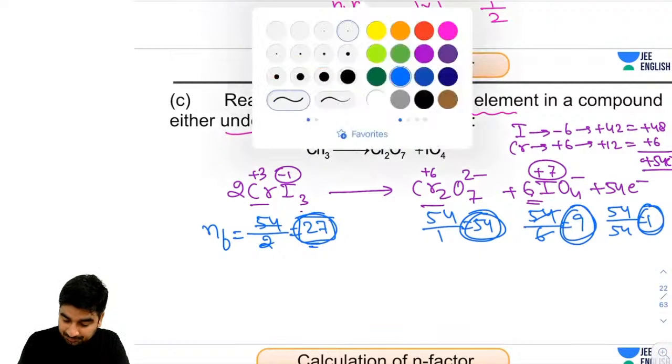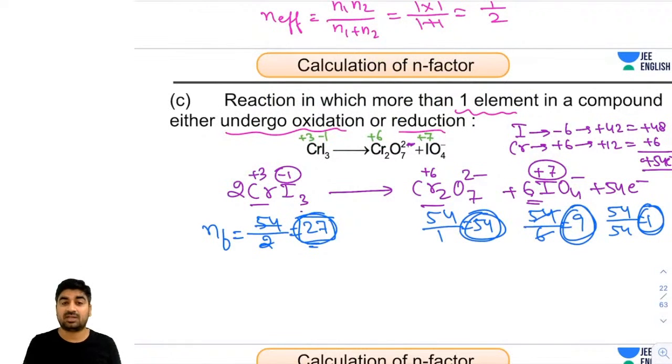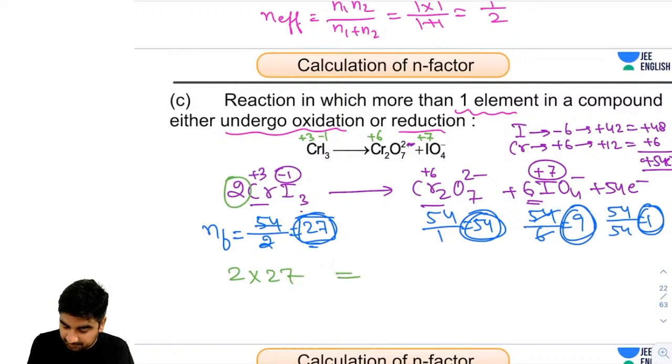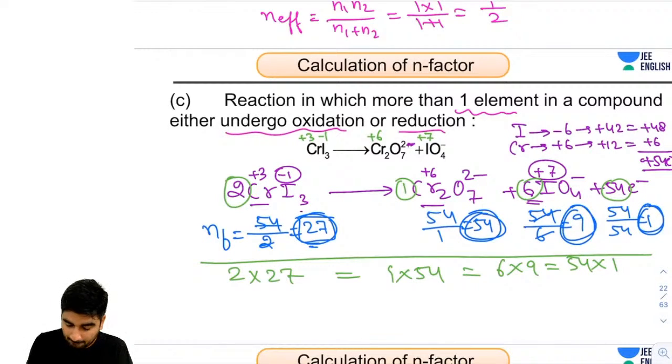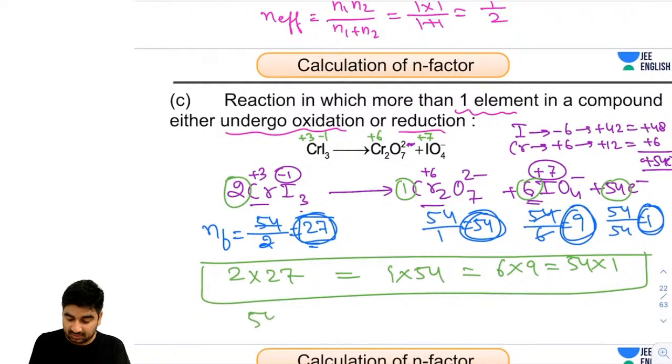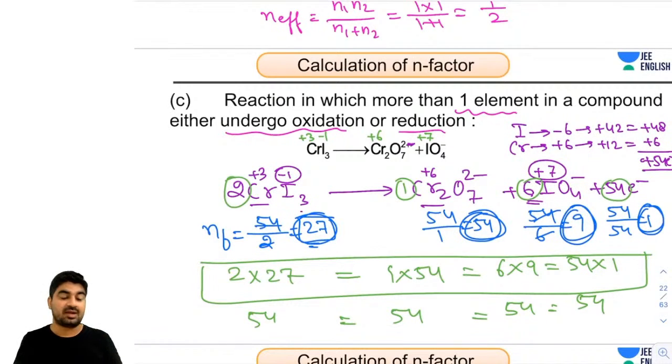Again, if you want to justify the law of chemical equivalence, we have 2 moles, 2 into 27, and 1 into 54, again we have 6 into 9, and again we have 54 into 1. Any doubt, guys? Just see, the equivalents of each product and each reactant are equal, and this is what we call the law of chemical equivalence, right?